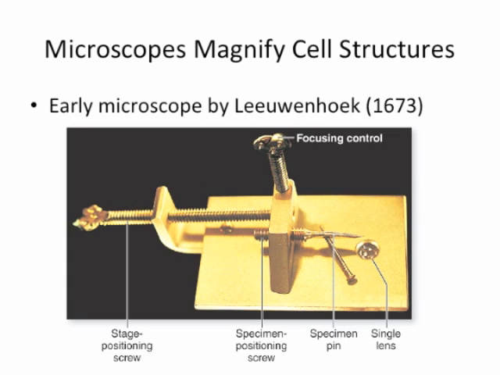So here's what one of the earliest microscopes looked like. It looks nothing like the microscopes we use today. It was more like a magnifying glass is today. This was in the 1600s.